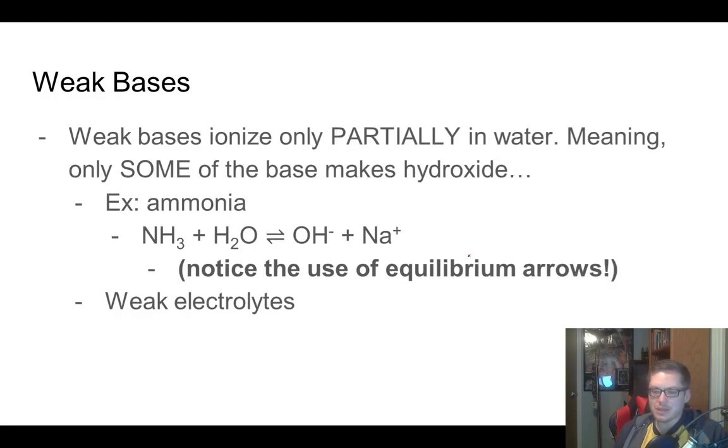Weak bases, I mean, it should be pretty obvious that if weak acids only partially dissociate, weak bases would only partially ionize. Okay, and so only some of the base makes hydroxide. So you got ammonia and water, and look, equilibrium arrows. Only part of it will ionize into hydroxide and the conjugate ion, and these guys are weak electrolytes.